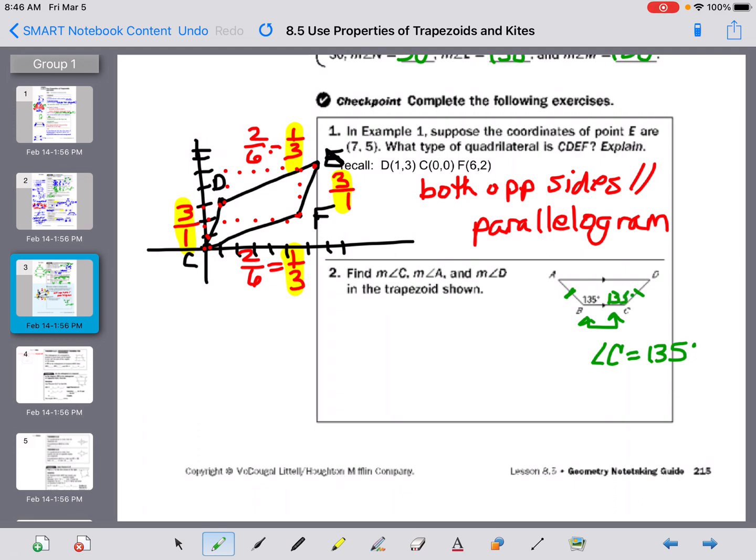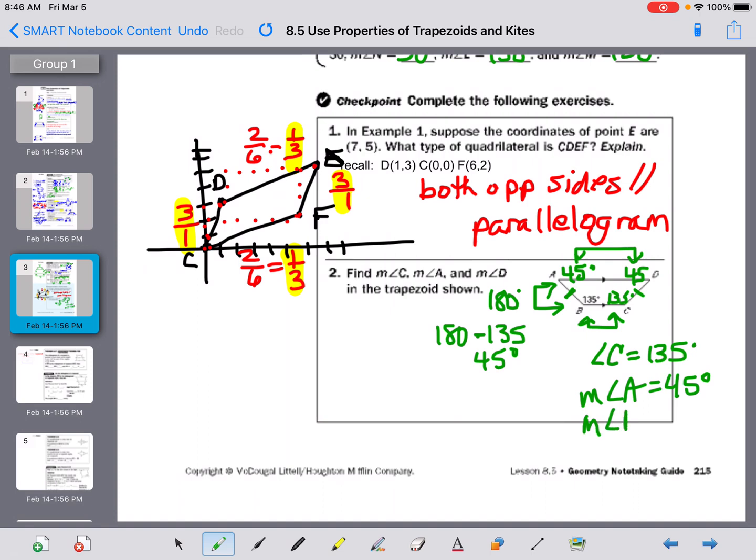All right, to find my other angles, I know between bases, these angles equal 180. So if I do 180 minus 135, I get 45 degrees. So that means angle A has to be 45. And again, base angles are congruent, so angle D will also be 45. So the measure of angle A is 45, and the measure of angle D is 45. I do get matching angles on an isosceles trapezoid, but not necessarily on a regular trapezoid. In fact, I won't on a regular trapezoid.